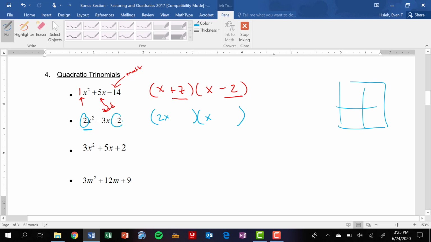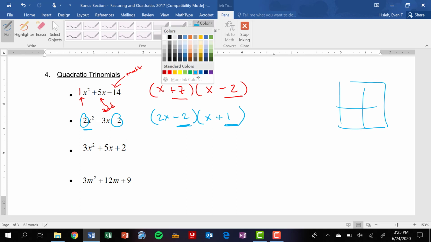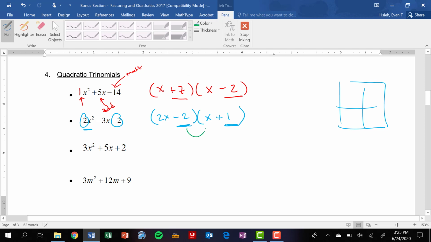And then what's going to give me negative 2? It's got to be these two right here, this one and this one. So I'm going to try some things. I'm going to try putting a negative 2 here and a positive 1 here, for example. And what I'm going to do is check the inside and the outers to see negative 2x and positive 2x. That does not give me negative 3x.